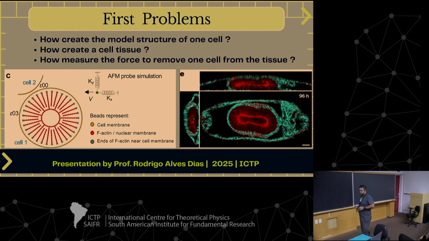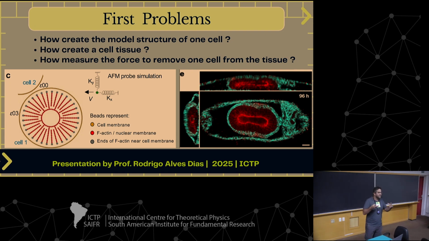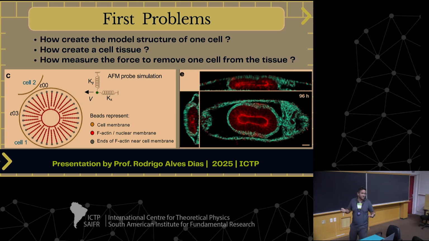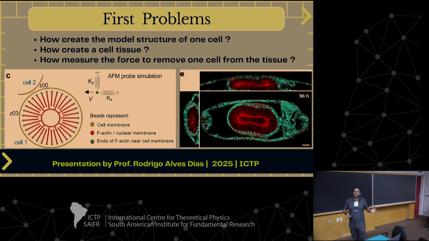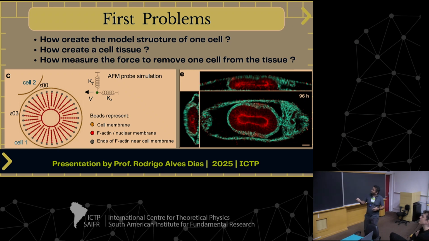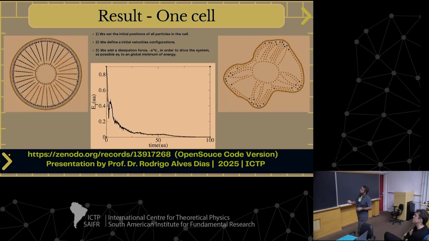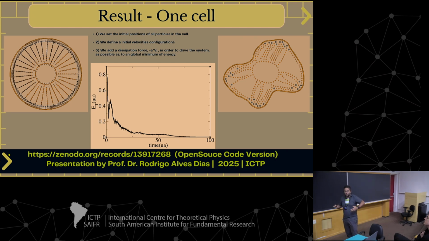The experimentalists were creating some stem cells, delivering some drugs, the plexin, and measuring with an AFM probe. They measured the force to push or pull some cells from the agglomerate of cells that they created. So I did the same. I created the same AFM probe, and started to study pushing and pulling cells using this probe.